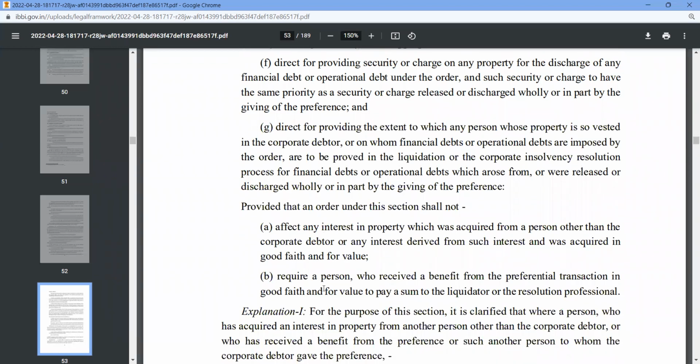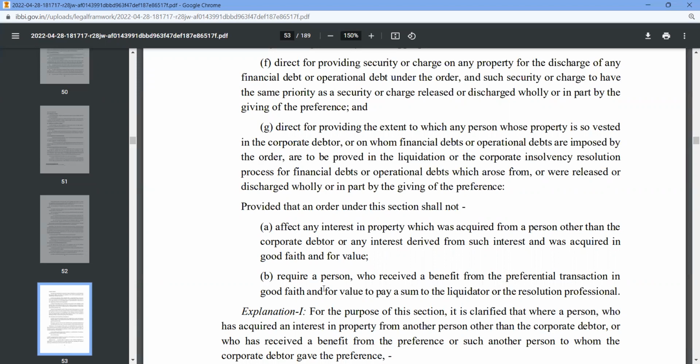But there is a concept that if something is acquired in good faith and for value, it will not affect any transfer in property which was acquired from a person other than the corporate debtor. If it was acquired from the corporate debtor, then it will not be excluded. But suppose the corporate debtor transferred it to A for the benefit of the creditor, and then the creditor transferred it to some other person, and that other person acquired that property in good faith and for value, then it will not be affected. Or require any person who received a benefit from the transaction in good faith and for value to pay a sum to the liquidator or the resolution professional.